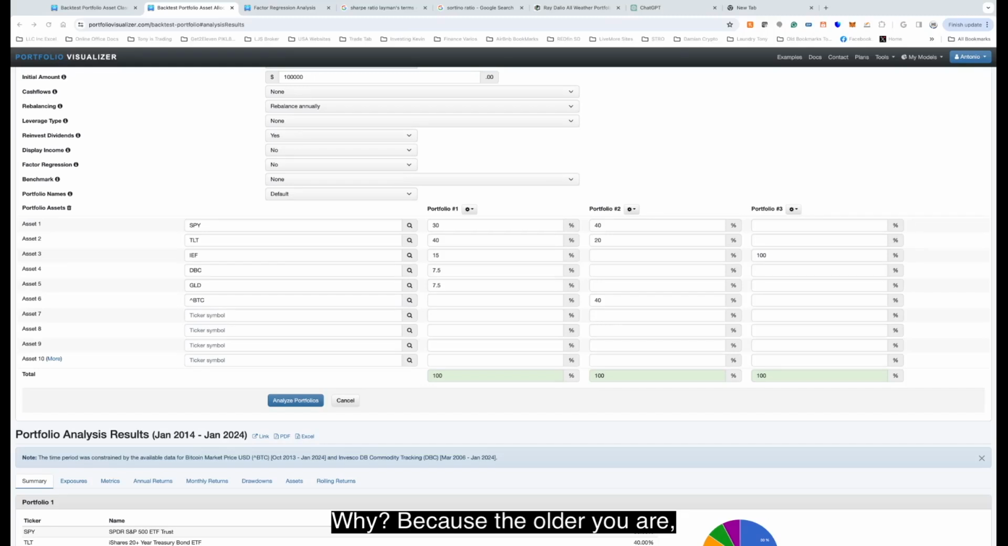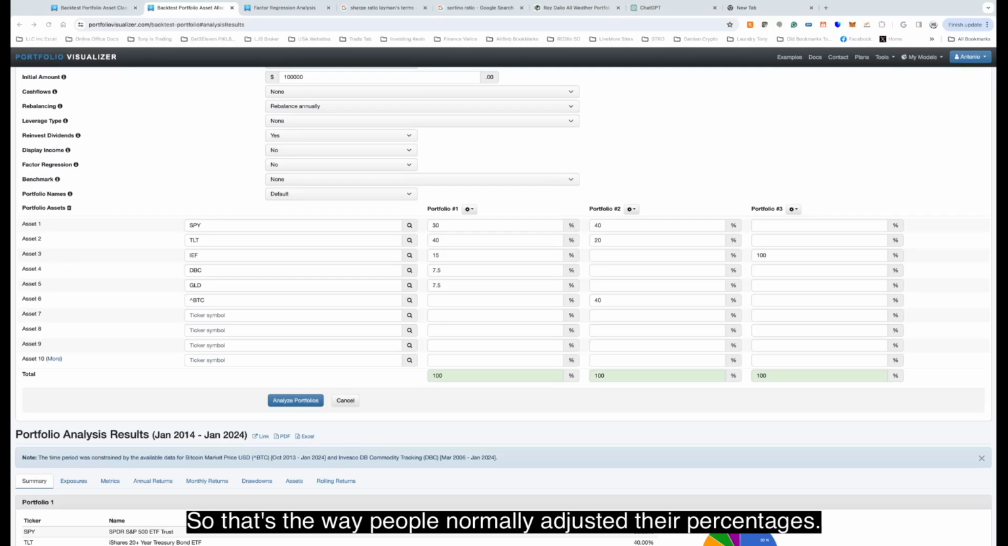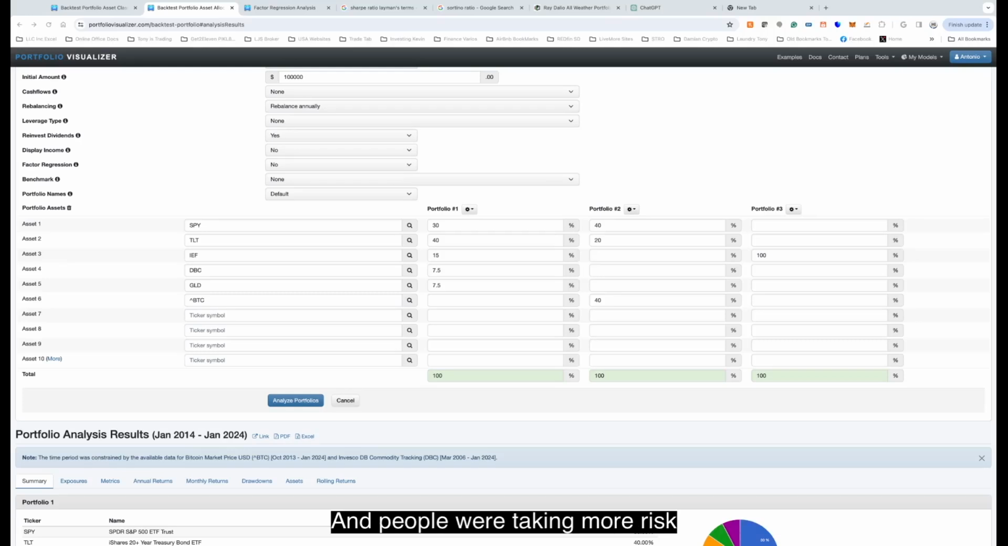Why? Because the older you are, the less time you have to recover from a market crash, and you don't have so many years left, right? So that's the way people normally adjusted their percentages. In the last 10 years, where we didn't have zero interest rates, people had to take more risk to get returns and pay for their medical bills and all the stuff they need. And this percentage allocation increased tremendously. People were taking more risk than they were used to taking. They were putting more money into the stock market than they used to.